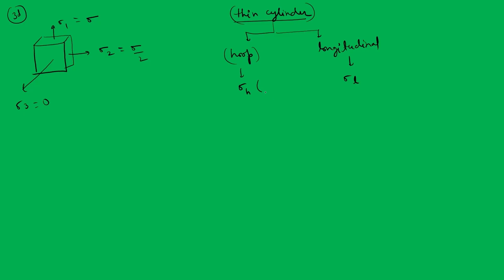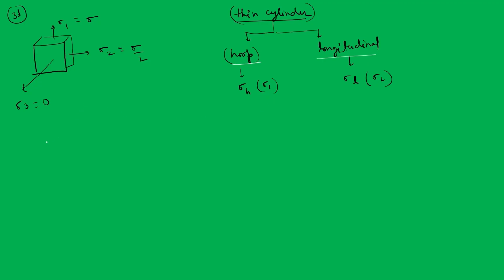This hoop stress is also considered as sigma 1, and this one as sigma 2, but it is not a rule. You can call it sigma 2 or sigma 1, whatever you want. Don't worry about this. When we study the thin cylinder, we will see in more detail how the hoop stress is developed, what the condition behind it is, how the longitudinal stress is developed, and what the condition behind it is.